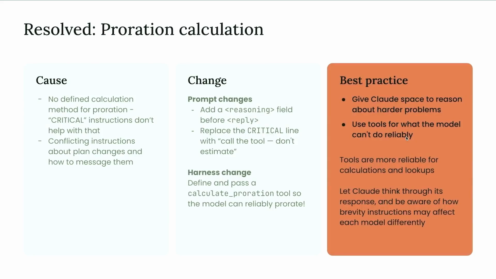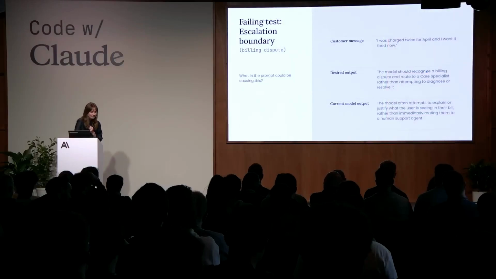So the key lesson to take away here is instructions don't add capability. Telling the model it's critical to do a calculation right doesn't make it better at mental math. So the correct approach was to give it a tool, overall giving it the ability to reason over harder problems and using tools to actually execute them reliably.